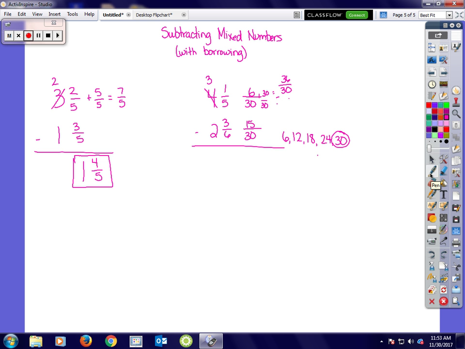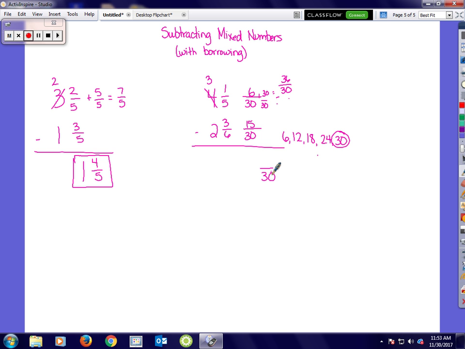Okay, so 36/30ths. Now I have to subtract 36 minus 15. Well, 6 minus 5 is 1, 3 minus 1 is 2. So I have 21/30ths. Seems like it's in simplest form to me. 3 minus 2 is 1. So my answer is 1 and 21/30ths.